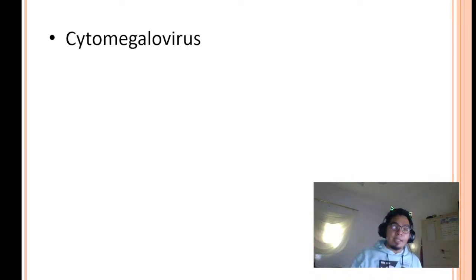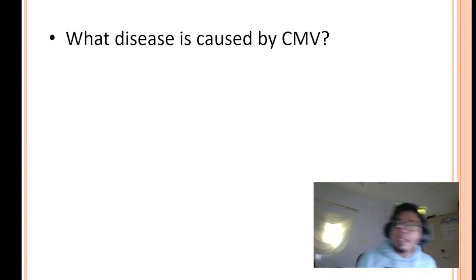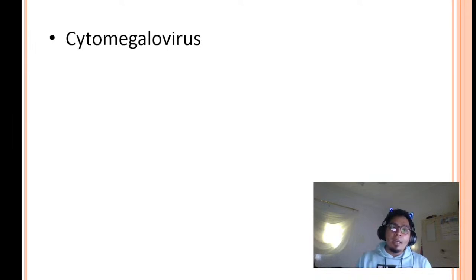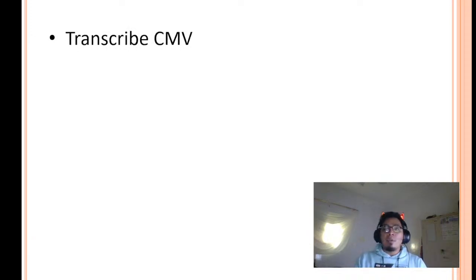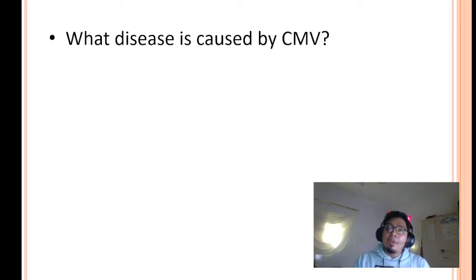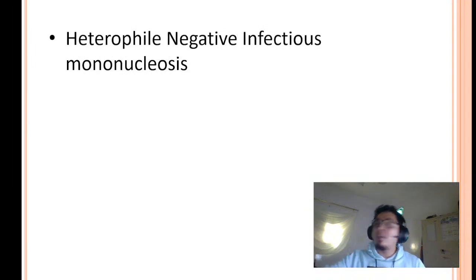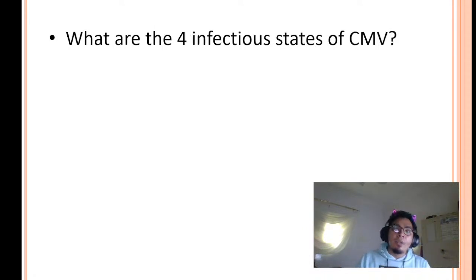Next topic. Cytomegalovirus, yes, that's correct. What disease is caused by CMV? Heterophile negative infectious mononucleosis is the term for that one. Why? Because it mimics the clinical symptoms of infectious mononucleosis, and the transmission is almost the same. But when you look at the test, it's heterophile negative. The heterophile antibodies are negative. And what are the four infectious stages of CMV?